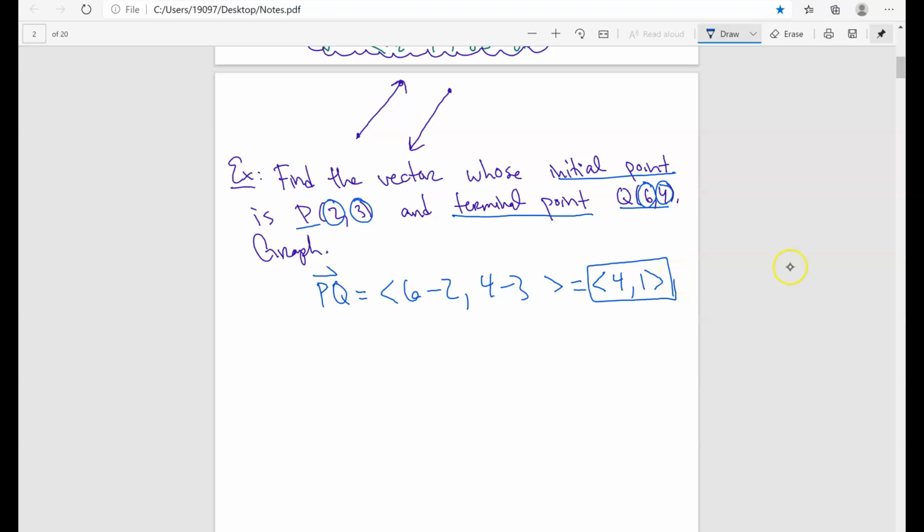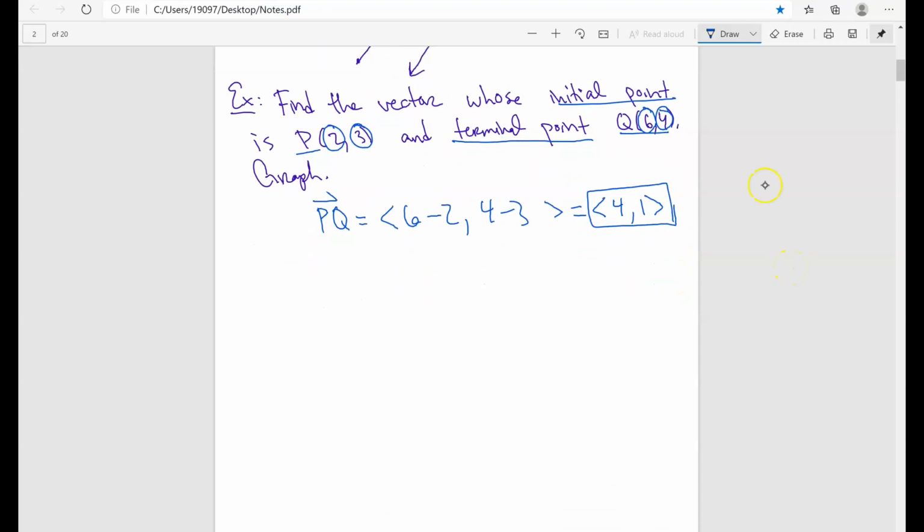So basically what I just found, if I wanted to graph it, we can just do it this way. So we can graph both points. So I'm going to graph P. So 1, 2, and then 3, 1, 2, 3. Okay, so this is point P. And then Q is going to be 6. 1, 2, 3, 4, 5, 6. And then 4. So this is going to be this vector.